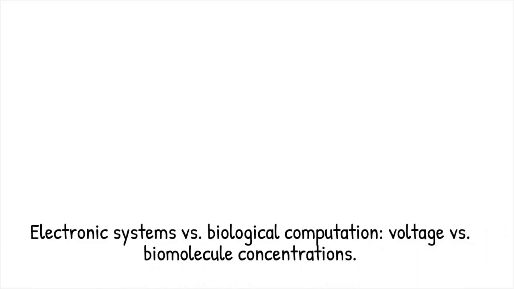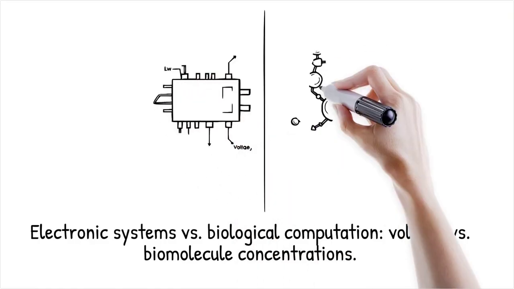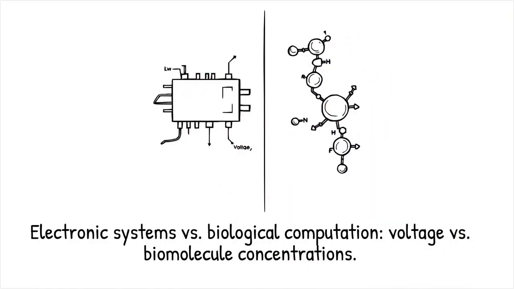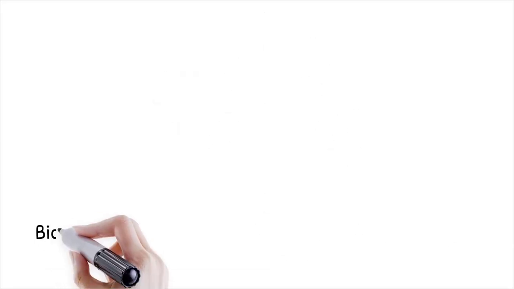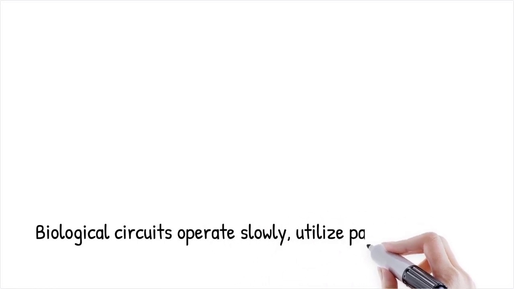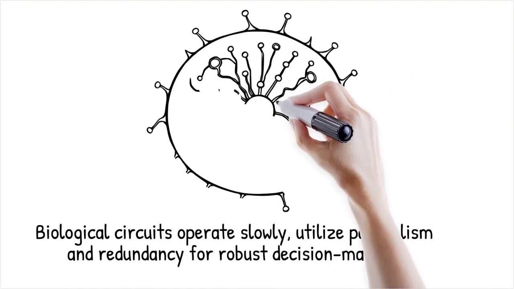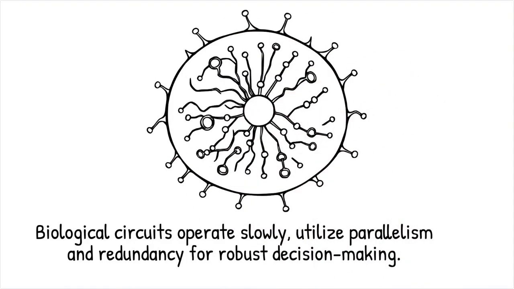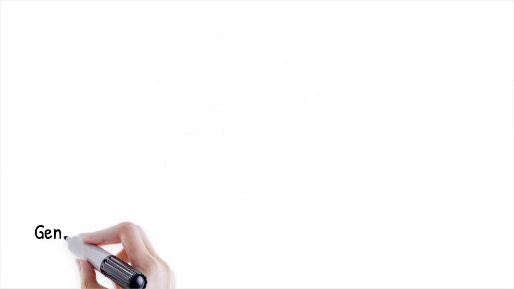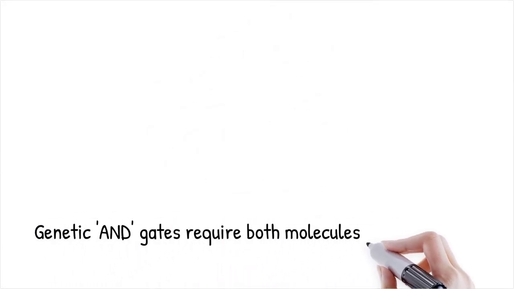Electronic logic systems rely on rapid deterministic voltage changes in transistors to represent binary states. Biological computation, by contrast, uses variable concentrations of biomolecules and enzyme kinetics to encode and process logical information. These biochemical circuits operate more slowly, but in massively parallel and noisy environments where robustness is achieved through redundancy. This fundamental difference highlights how living systems harness stochastic chemistry for reliable decision-making.